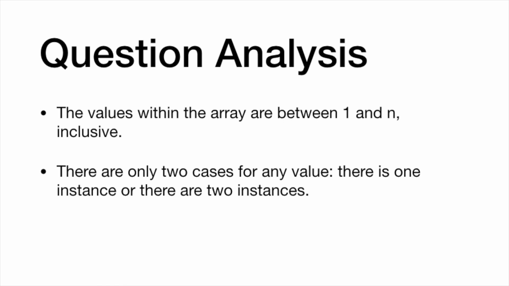So, looking at this question, there are two important details that stand out to me, and we can use this to our advantage. One, the values within the array are between 1 and n inclusive. Now, they wouldn't tell you this fact about the question unless they wanted you to use this somehow. So as we're thinking of a solution, let's see if we can find a way to use this condition. Secondly, we're told that there are only two cases for any value. There's either one instance or there are two instances. So in any list that we're given, each element appears only once or twice. And two cases, you know what that sounds like? Binary representation.